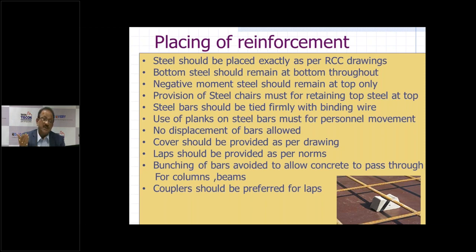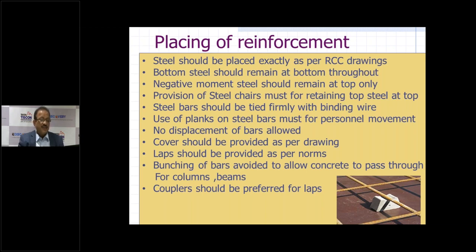Exactly as per RCC drawing means what? Means the steel required at the bottom of the section for taking compressive forces has to be placed at the bottom only, and the steel that is required for resisting negative moment has to be placed at the top. And what is more important is that the bottom steel should remain at the bottom throughout the concreting process, and the top steel required to resist the negative moment should remain at the top of the section throughout the process till the concreting is completed.